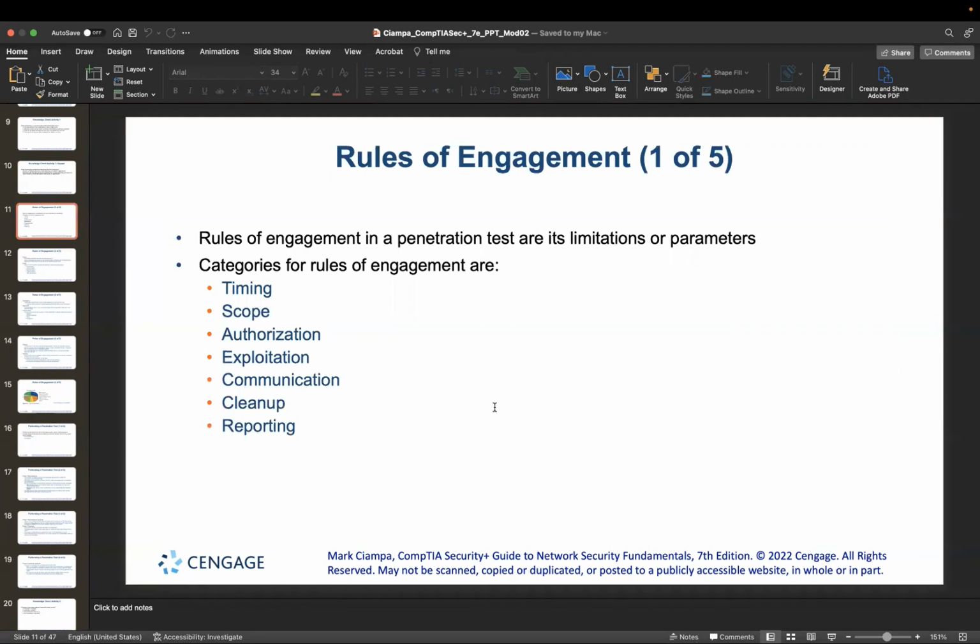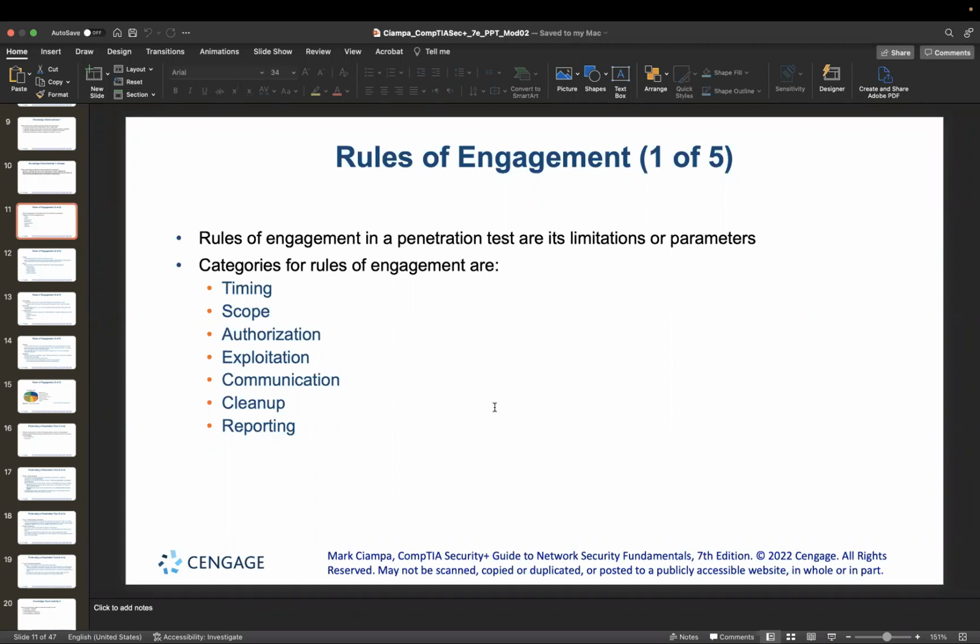So next thing that we're going to discuss are the rules of engagement, right? These are basically the constraints and the boundaries of the pen test. And these should be super clear right off the bat. And these come into the planning document that you have.